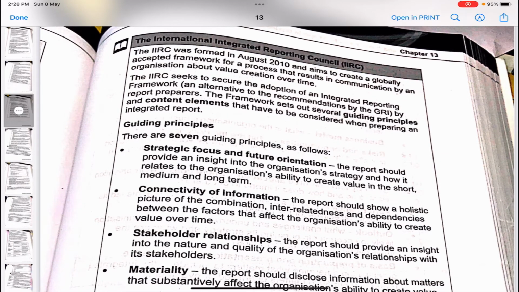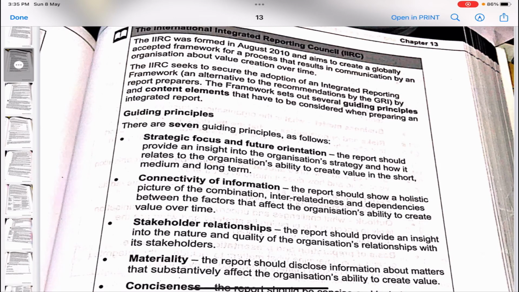Moving on, we have what is IIRC, the International Integrated Reporting Council. The IIRC was formed in August 2010 and it aims to create a globally accepted framework for a process that results in communication by an organization about value creation over time. So, IIRC seeks to secure the adoption of the integrated reporting framework, an alternative to the recommendations by the GRI. The framework sets out several guiding principles and content elements that have to be considered when preparing an integrated report.